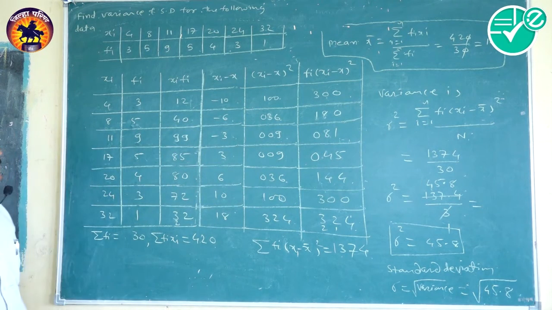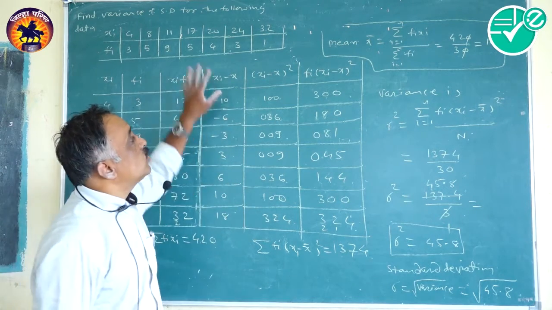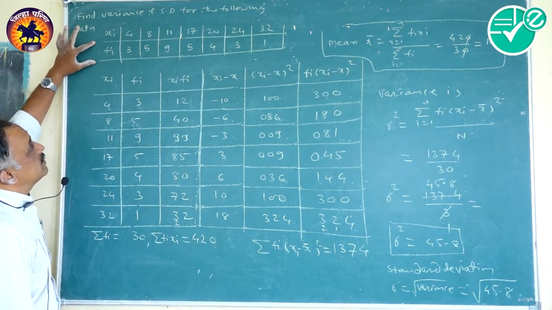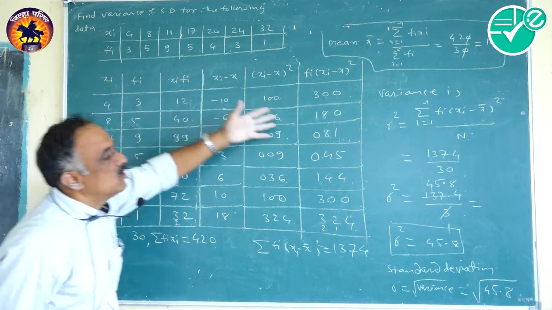Hoping you get how to find the variance and standard deviation if we have been given grouped data, and the grouped data is such that the frequency distribution is a discrete frequency distribution, and then only we can use this method.